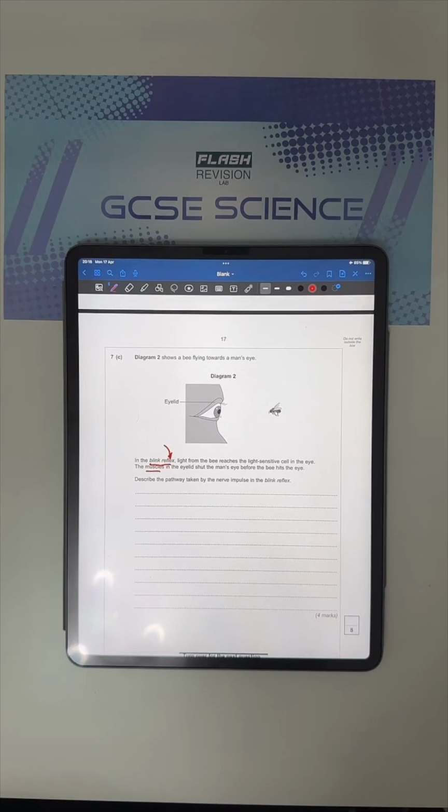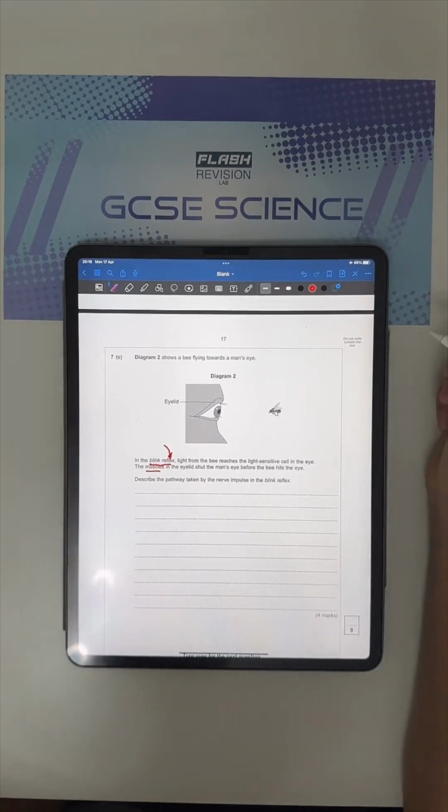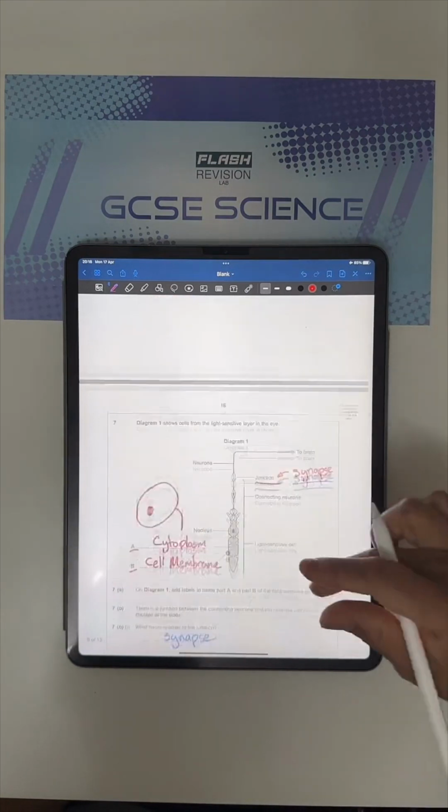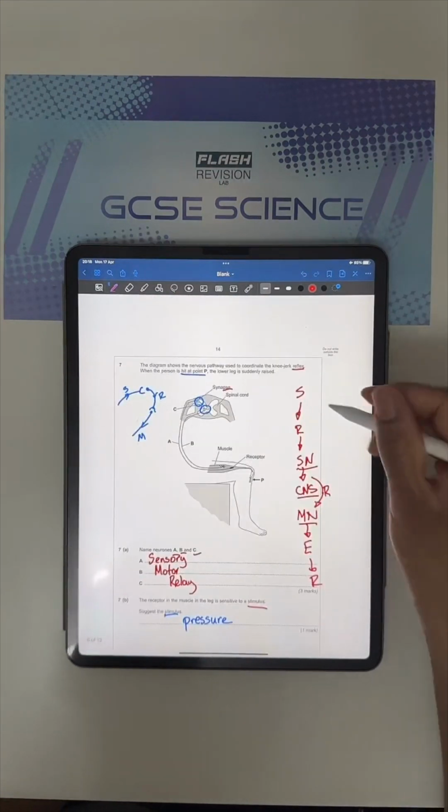Makes more sense now. Thank you. That's what we're trying to do here. So describe the pathway taken by the nerve impulse in the blink reflex. It's asking about this pathway here. This one.